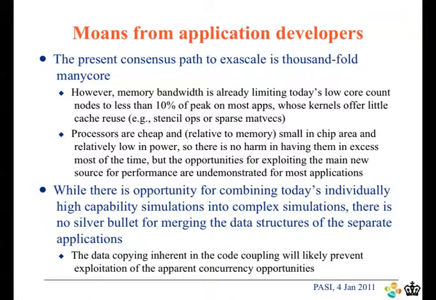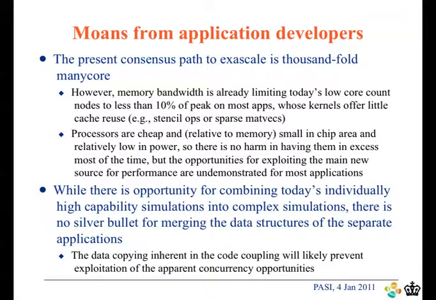Processors are cheap relative to memory. They're very small in chip area and very low in power. So there's no harm in having them in excess most of the time. As an engineering optimization, if you have something that costs nothing and takes up no space, and you can occasionally use it, then you should put a lot of it in. But you shouldn't measure your efficiency by all that excess that you put in to be occasionally used. The efficiency has to be measured by the power and real estate expensive thing, which is the use of memory.